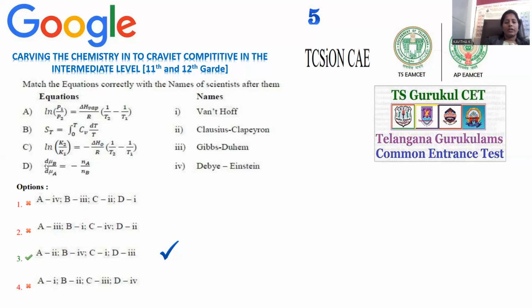Okay. So d mu B by d mu A, this is the kind of ratio. So d mu B by d mu A is equal to minus Na by Nb. This relation is given by Gibbs-Duhem. This is called the Gibbs-Duhem equation. Let's see in detail.